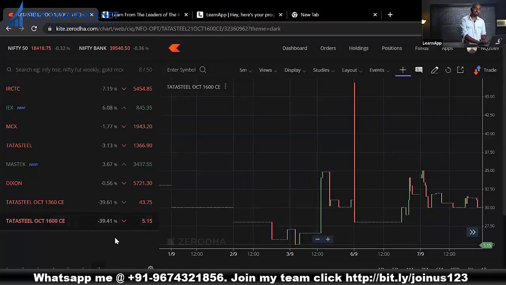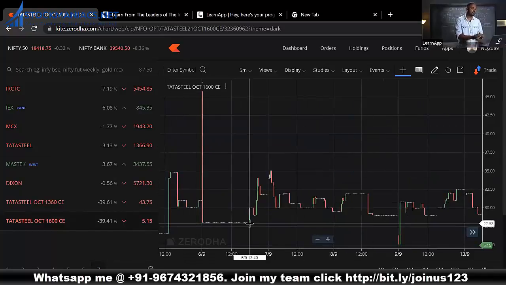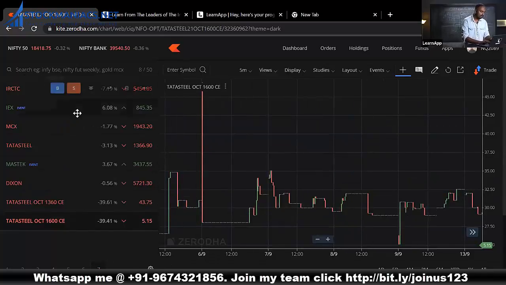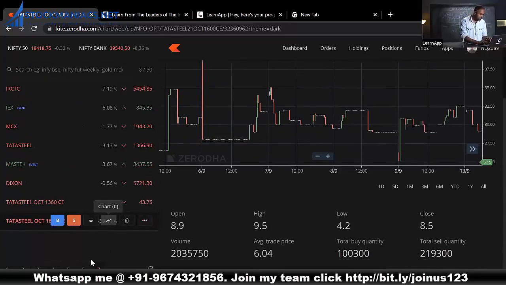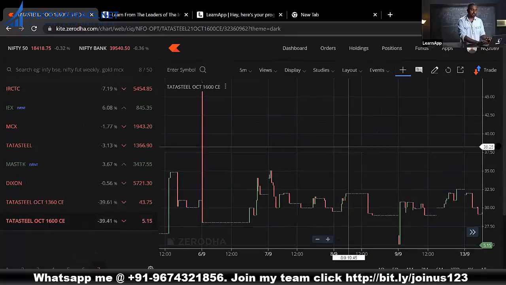So guys, by this we can identify the liquidity of a script. For sure, if you are trading Tata Steel, it is a comparatively liquid script. Anything from Tata is basically a bit liquid. Okay, so this is how it looks.